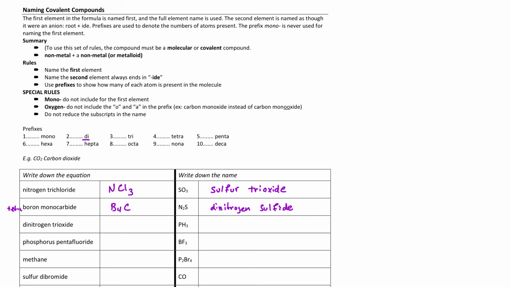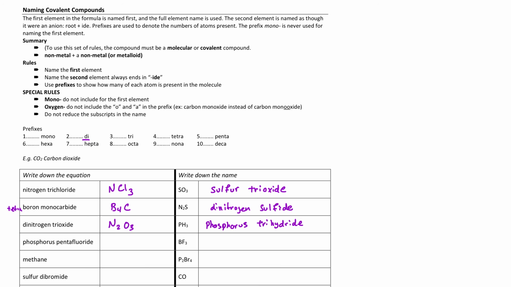Next one we got dinitrogen trioxide, so that would mean we got 2 nitrogens and we got 3 oxygens. Next one is phosphorus, and we got 3 hydrogens, so it's trihydride. And you just continue that way.